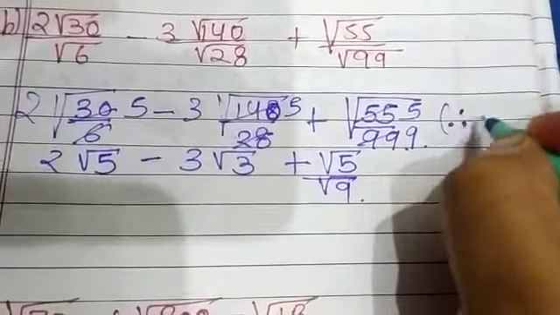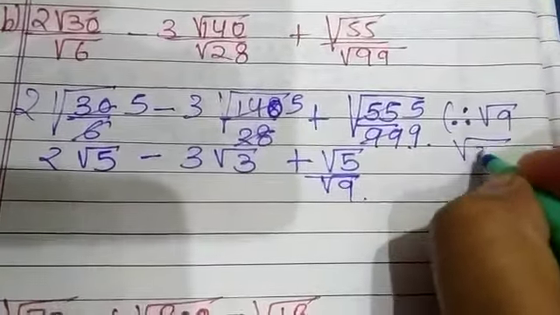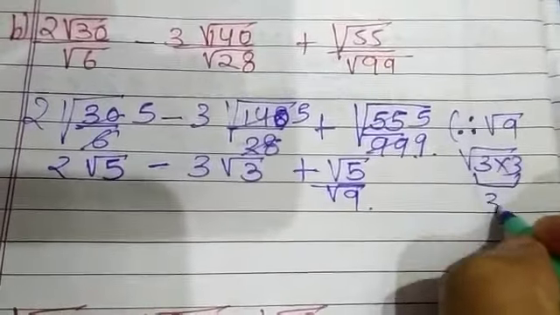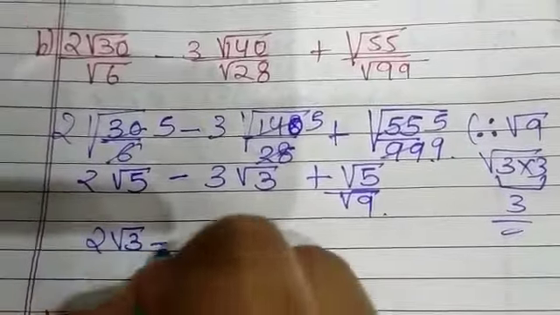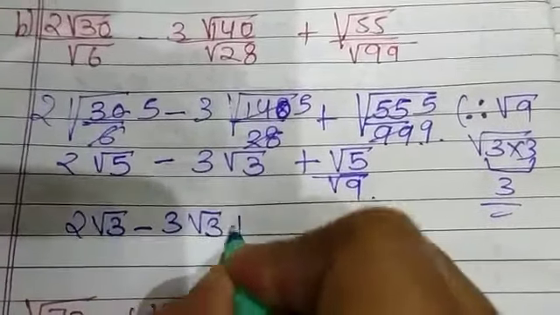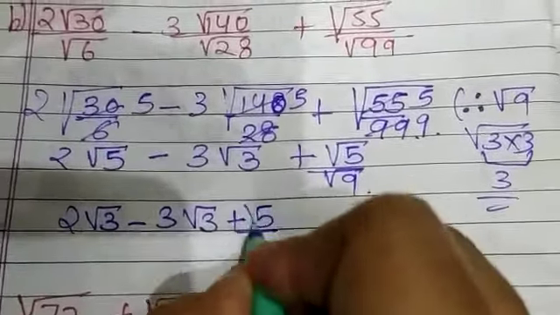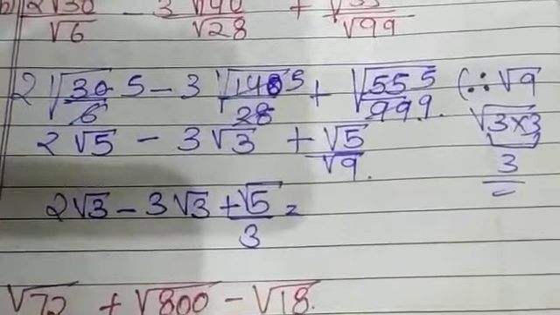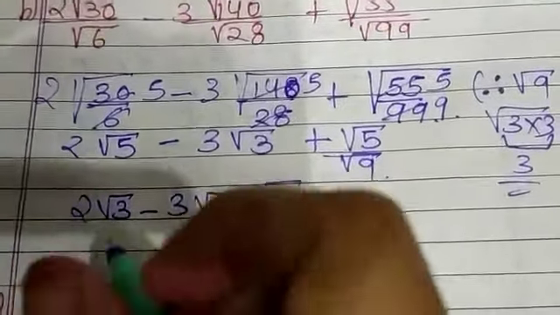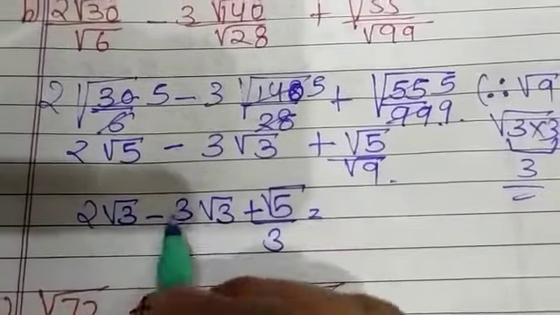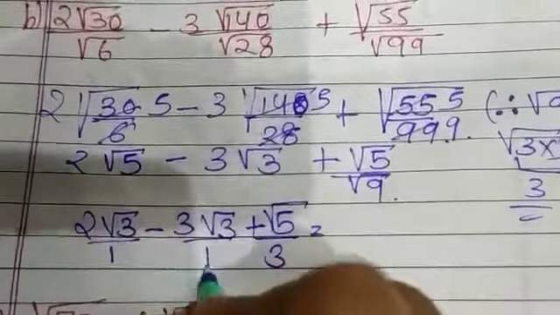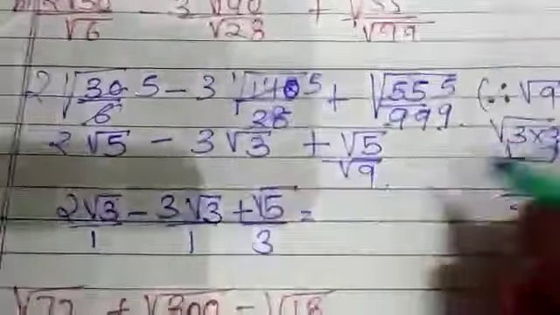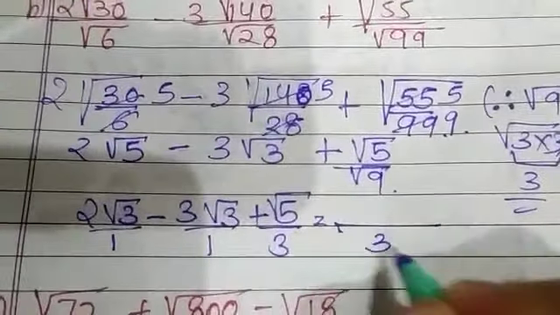Now have a look here. Under root 9 can be written like this, under root 3 into 3, and only 3 will come out. So just check it here: 2 under root 5 minus 3 under root 5 plus under root 5 upon 3. This will come. Now see, please don't make a mistake over here. Don't think that first you solve this and after that you solve this. I suggest you just take the LCM of all these 3 terms and then solve further. So 3 will be the LCM here.